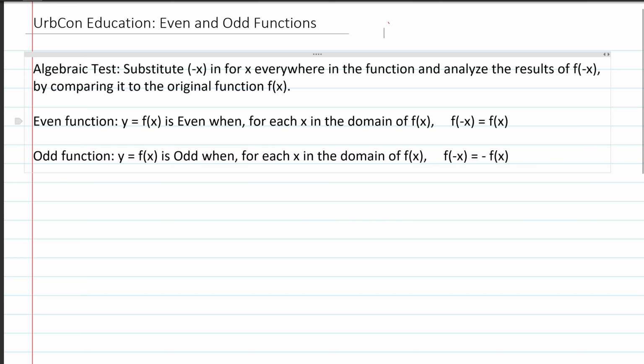For an even function, when we plug in a negative value for x and analyze it, if we get the original function back, f of x, then we can say it's even. However, if we plug in negative x into the function, analyze it, and get the opposite of the original function, then we can say it's an odd function. If it doesn't fit either of these two categories, then it's neither even nor odd. So let's go ahead and try some examples.